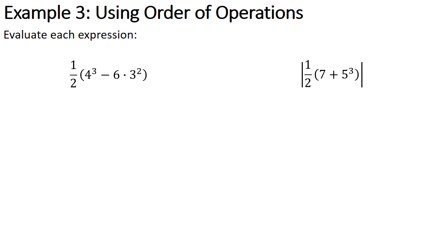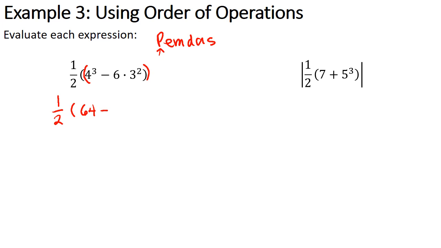Okay, so as we're working with example number 3 here, using order of operations and evaluating each expression, we're going to go ahead and work these out using PEMDAS. So we need to remember PEMDAS: parentheses, exponents, multiply, divide, add, subtract. So with this, we're going to work inside our parentheses first, because that's the first thing that we're going to do. Inside our parentheses, we see our exponent, so we can go ahead and evaluate that. So we're going to do 1/2 times 4 to the 3rd power. So 4 times 4 is going to be 16, times 4 is 64.